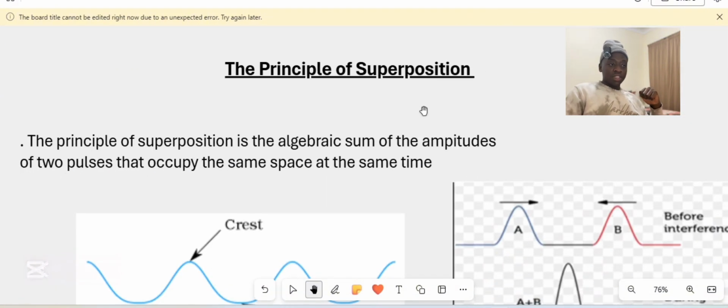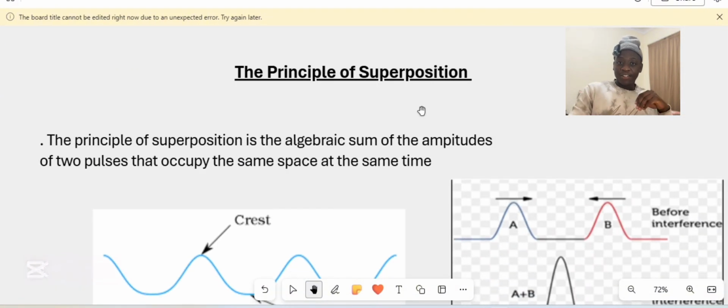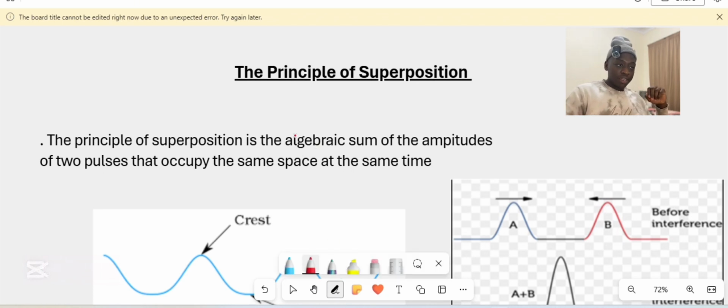So now we're going to enter the principle of superposition. The principle of superposition is the algebraic sum of the amplitudes of two pulses that occupy the same space at the same time.